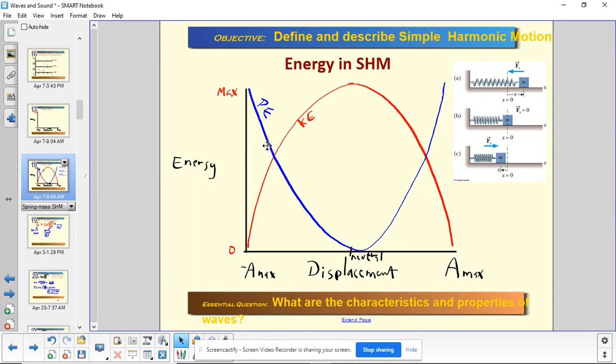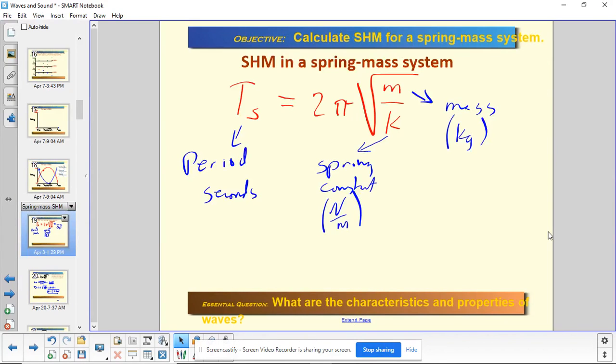Where these two cross, there should be equal amounts of potential energy and kinetic energy. The way I have it drawn, it looks like there's a little more potential energy, but like I say, I did the best I could. But if you add together the total energy at any point on this graph, it will always come out to a constant amount of total mechanical energy in this system. So let's move on to how this looks mathematically.